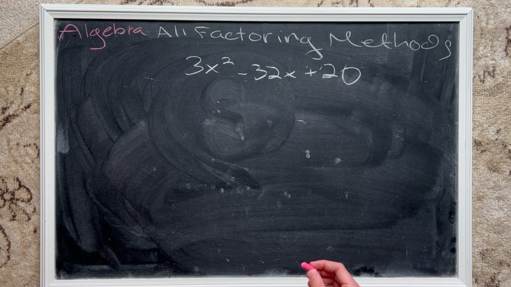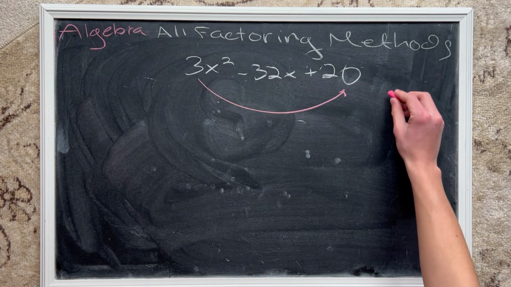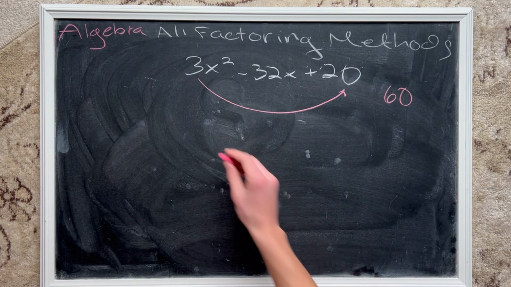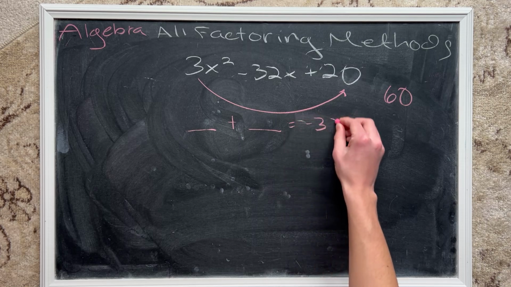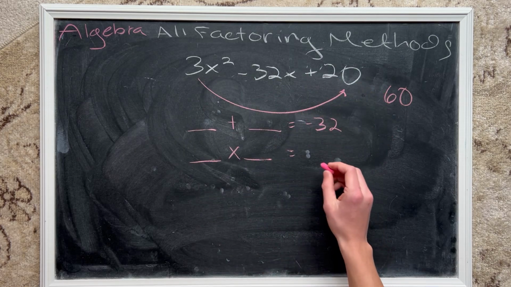So all we have to do, this is called the split the middle method. We have to multiply these two terms. So 3 times 20 is 60. So now when we're doing our multiplication, we have two numbers. They still add to the middle term, -32, but now they multiply to the product of the first and last, so 60.